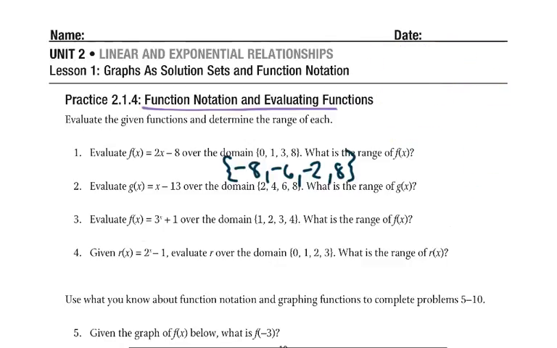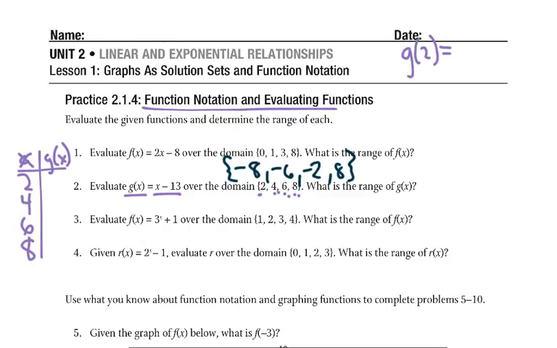Let's take a look at number 2 now. Let's make our table. Now we've got x and g of x. Our domain is 2, 4, 6, and 8. Then there's g of x, there's my function, and that's what it looks like. Now I'm going to plug these numbers in. I've got g of 2 that I need to figure out, g of 4, g of 6, and g of 8.